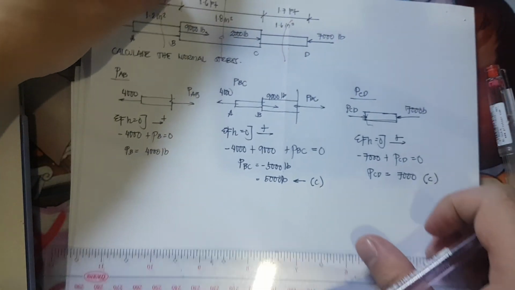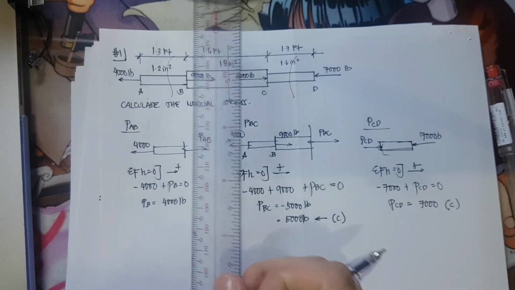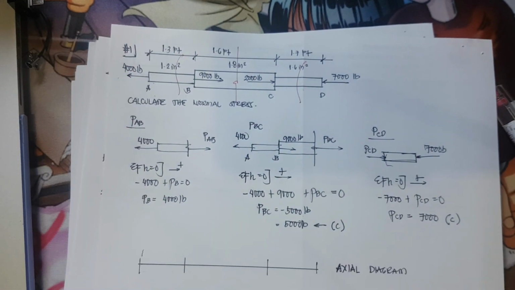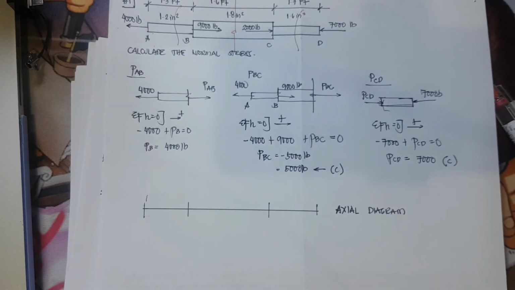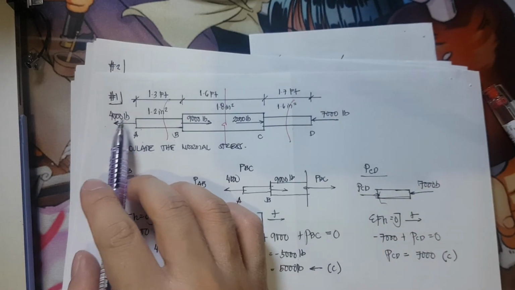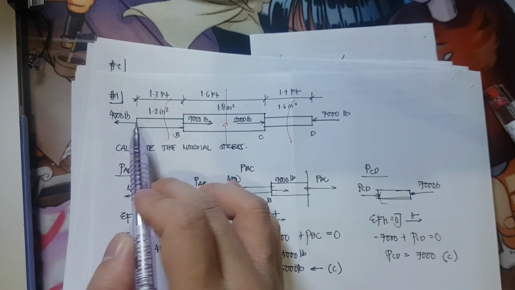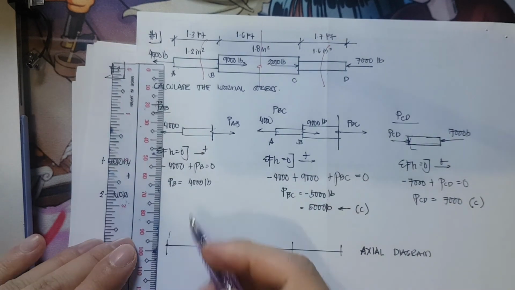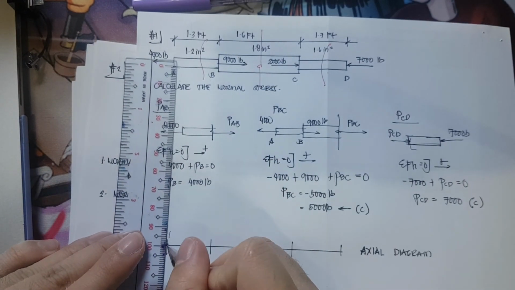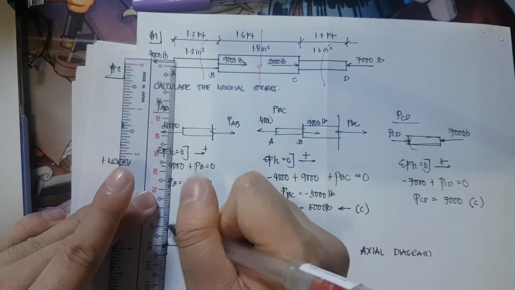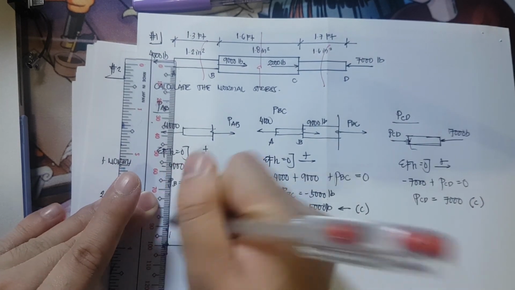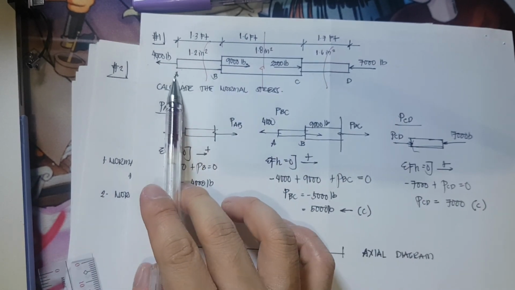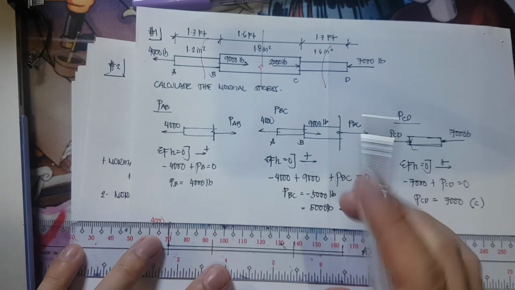So we have here what we call the axial diagram. We have here our axial diagram. We have here 4,000 and it's pointing outwards from our material, therefore it is tension. So from 0, it is positive going up because it is positive 4,000 and it is tension. So we have there 4,000. There is no change in load from point A to point B, so it will be a straight line to the right.